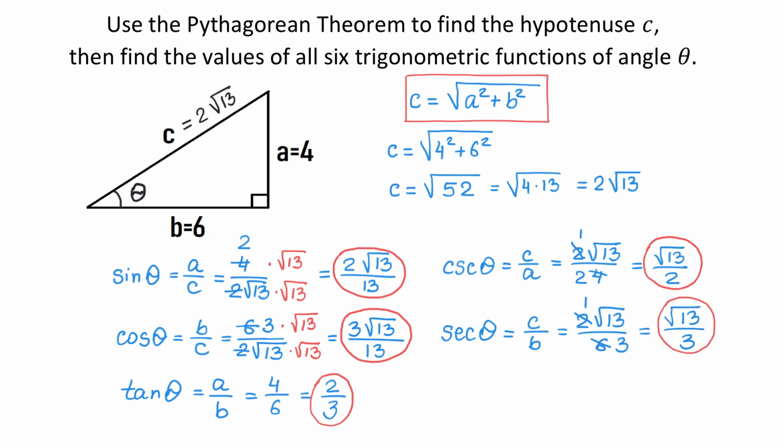And now the last trigonometric function will be cotangent of theta, and this one is equal to b over a. From here we can replace b with 6 and a with 4 and then simplify the fraction. But whenever it is convenient, we can just take the result of the reciprocal function and flip it, and in this case we will get 3 over 2. So cotangent of angle theta is 3 over 2. And now we have the values of all 6 trigonometric functions of angle theta.